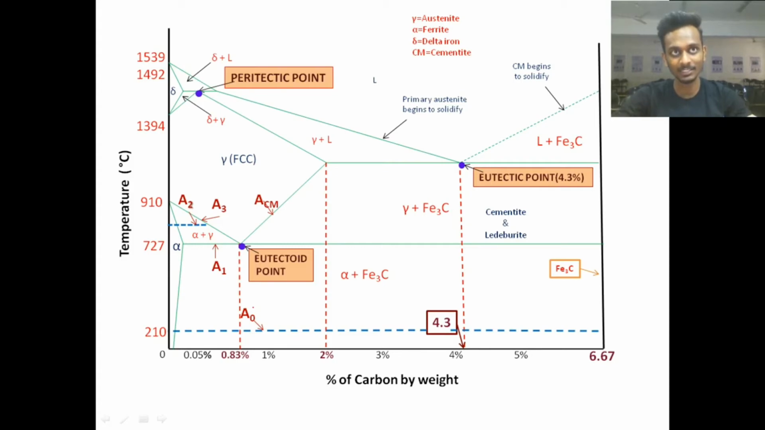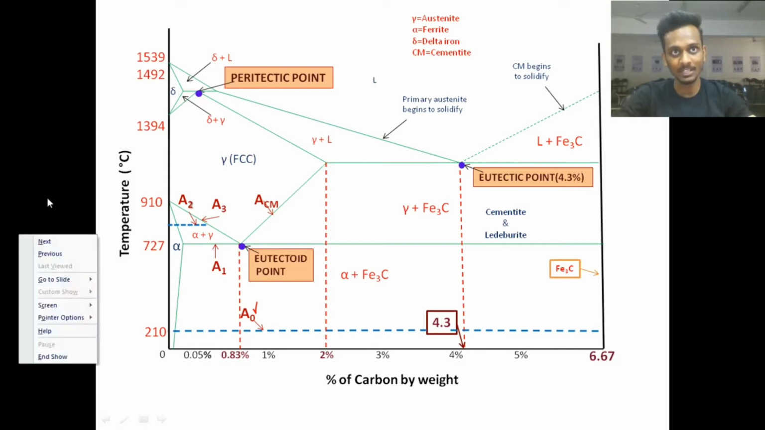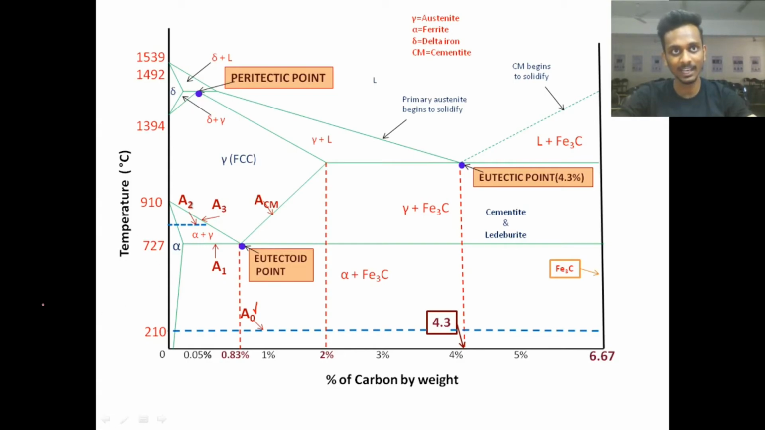First, A0, that is Curie temperature for cementite. It remains at 210 degrees Celsius. It is the temperature above which on heating the cementite loses its magnetism, that is, it becomes paramagnetic. Paramagnetic is a form of magnetism whereby some materials are weakly attracted by an externally applied magnetic field and form internal induced magnetic fields in the direction of the applied magnetic field.